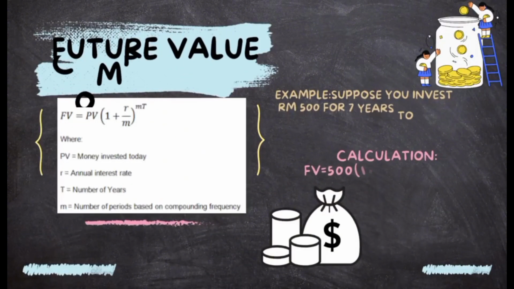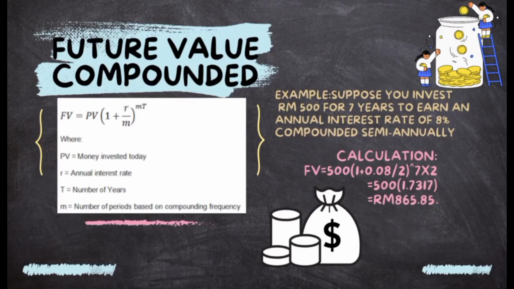Okay, so let's look at the example that has compounding. For compounding, the formula is future value equals present value times 1 plus r, which is the rate, divided by m. m is the number of periods based on compounding frequency. If it is semi-annually, you need to divide by 2. If it says quarterly, you need to divide by 4. Or monthly, you need to divide by 12. And then with the power of mt, where mt is the number of periods based on compounding frequency, and t refers to years.